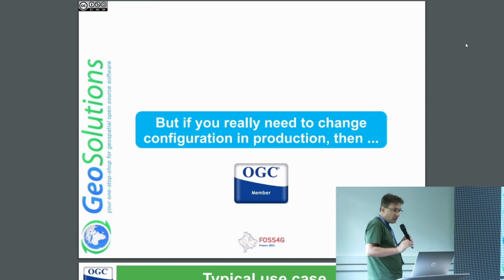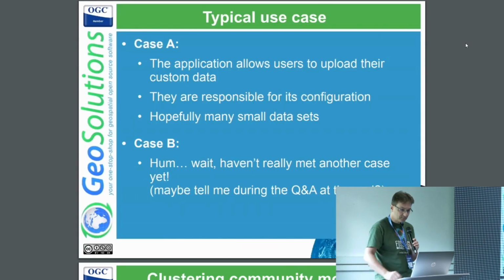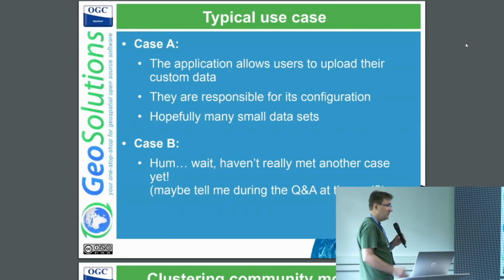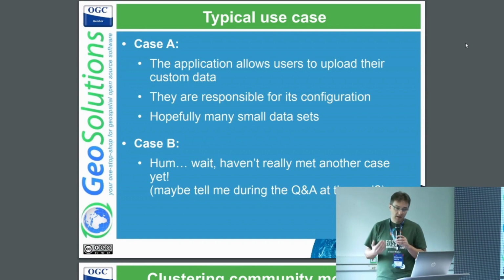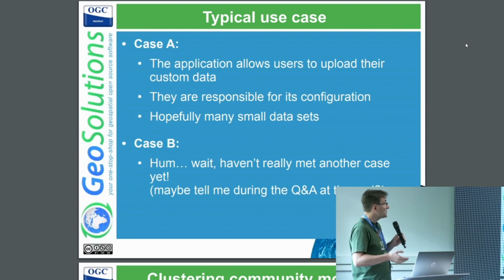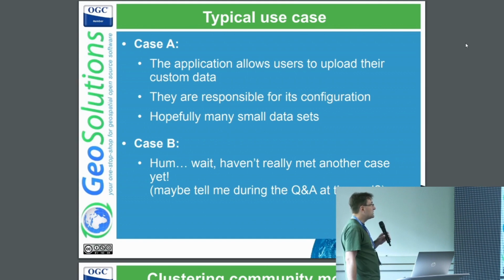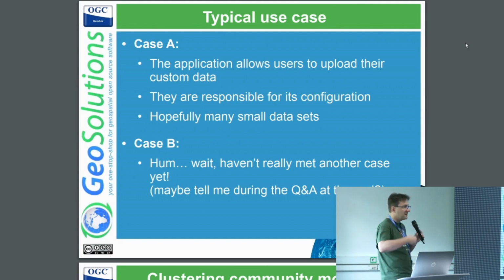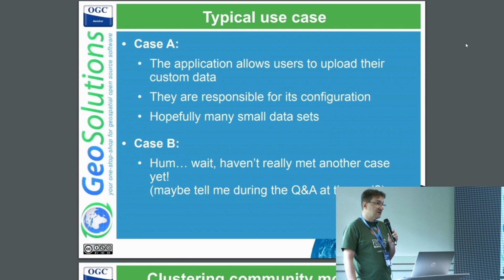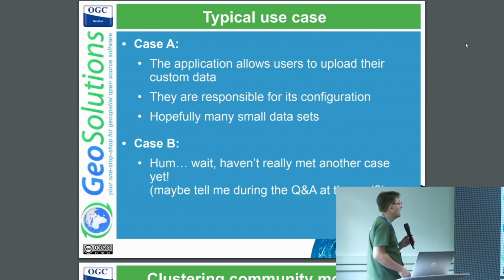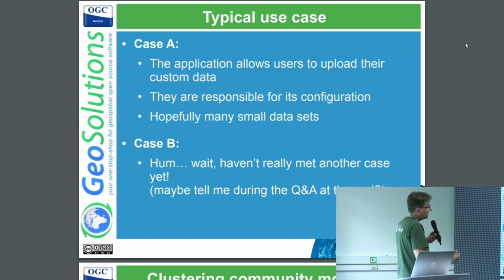Okay, let's say that you really need to change the configuration in production. I haven't convinced you. All right, then, typical use case: you allow your users to upload data to your server, and yes, this situation has a different structure for each new layer that they upload. They are responsible for the configuration of the new layer. They will take their time. They do it right on the production system. Hopefully, it's going to be many small datasets, because if you allow them to upload a massive dataset which is not properly configured, then it's going to be trouble. But let's say that this is the use case. This is a valid use case that we see.